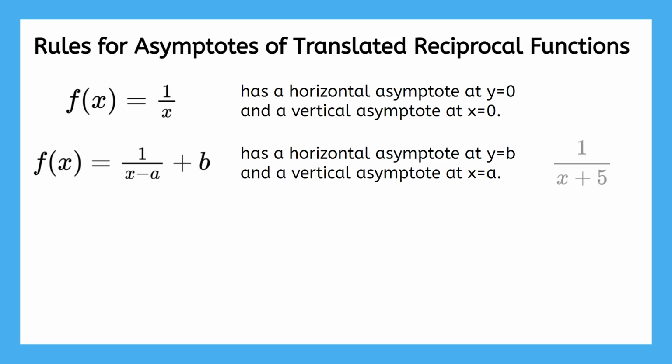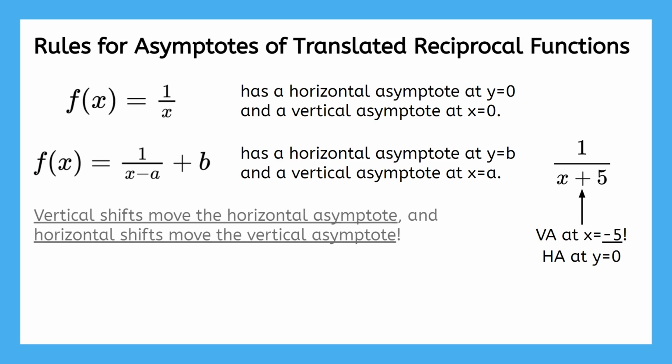So, if there were an x plus 5 in the denominator, the vertical asymptote would now be at x equals negative 5. And if you don't see the minus a or plus b, this just means there's no shift in that direction, and the asymptote would be at 0. So, in the case of this 1 over the quantity x plus 5 example, since there is no plus b, the horizontal asymptote is at the line y equals 0. And remember what we mentioned earlier. Vertical shifts move the horizontal asymptote, and horizontal shifts move the vertical asymptote.